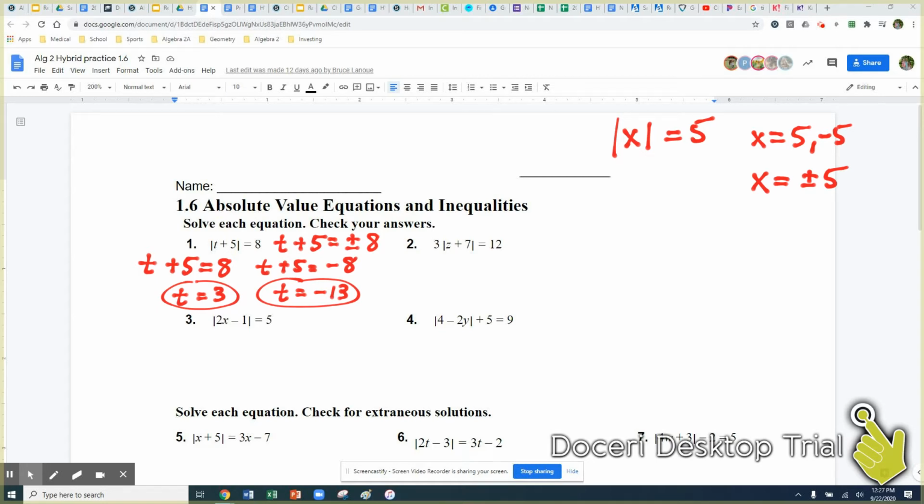Number 2, just really quick, we're not going to solve completely, but number 2, there are cases where you're going to have extra numbers around your absolute value.